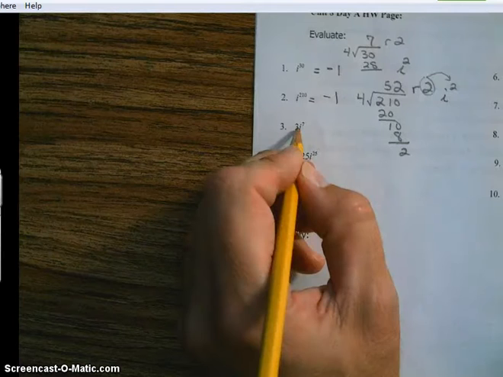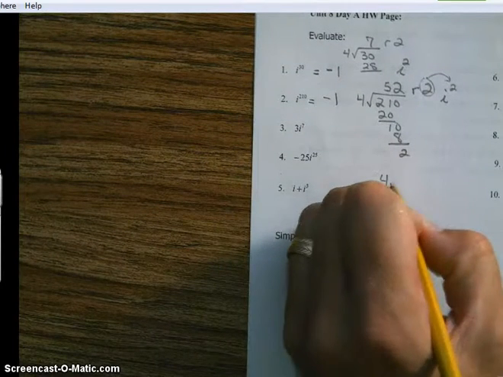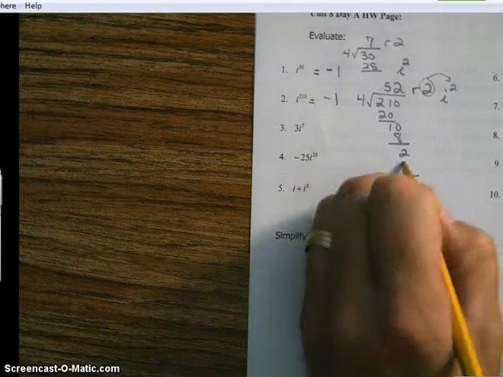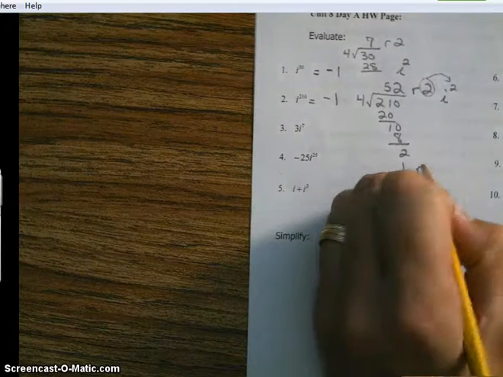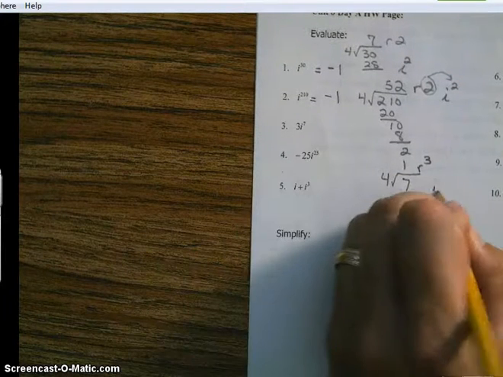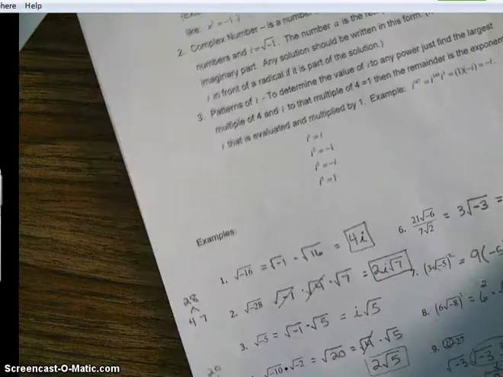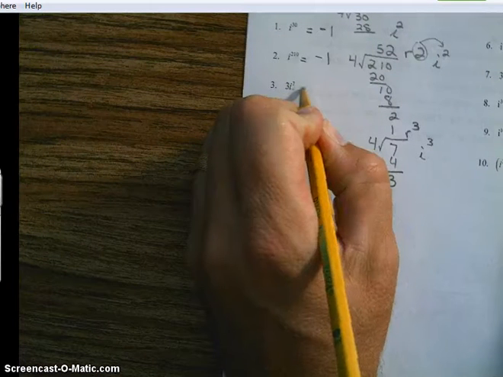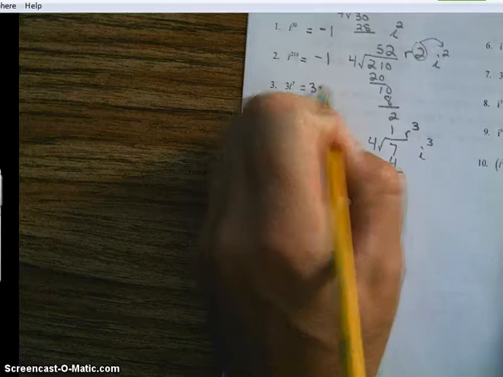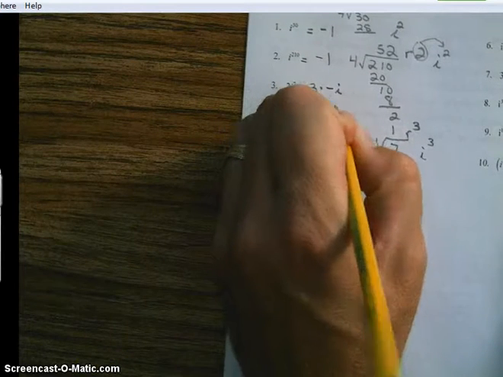Okay, 3i to the 7th, i to the 7th. So again, 4 into 7 goes 1 time with a remainder of 3. So what we're looking for here is i to the 3rd power, which is negative i. So we're going to have 3 times negative i, which is going to be negative 3i.